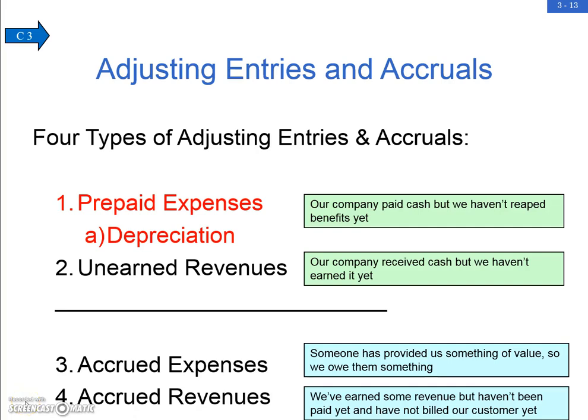Alright gang, welcome back. This is chapter 3, part 2. So what you're looking at here is really just a breakdown of what adjusting entries and accruals are.